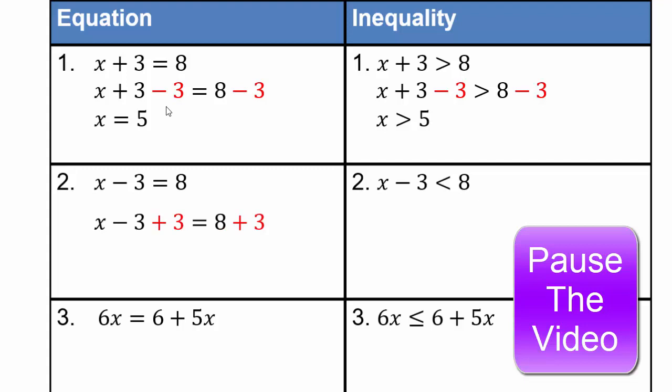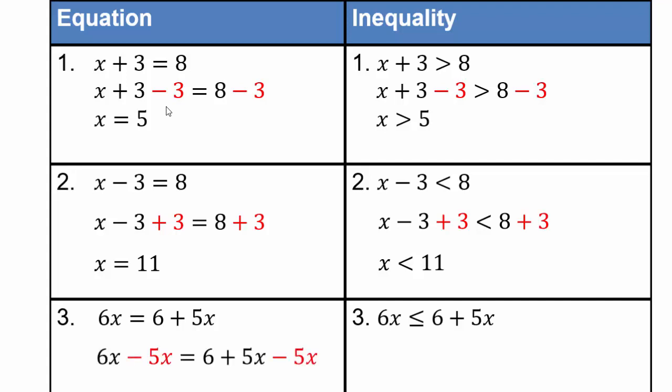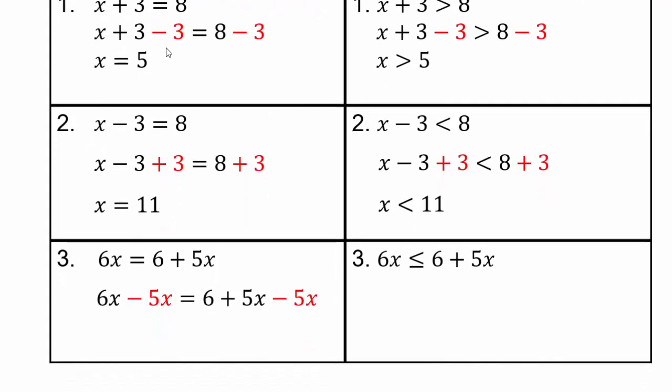Next one. Add 3, because it's subtract 3, so to undo subtract 3, we'll have to add 3, and we'll end up with x equals 11. For the inequality, we'll end up with x less than 11. If you take a look at this next one, we'll have to take away the 5x because we want to collect all like terms on one side because that'll make it easier to isolate. So we have x equals 6. And same thing will happen here. So whether it's a number that you add or subtract or a variable term you add or subtract, it will maintain or preserve the equality or inequality.